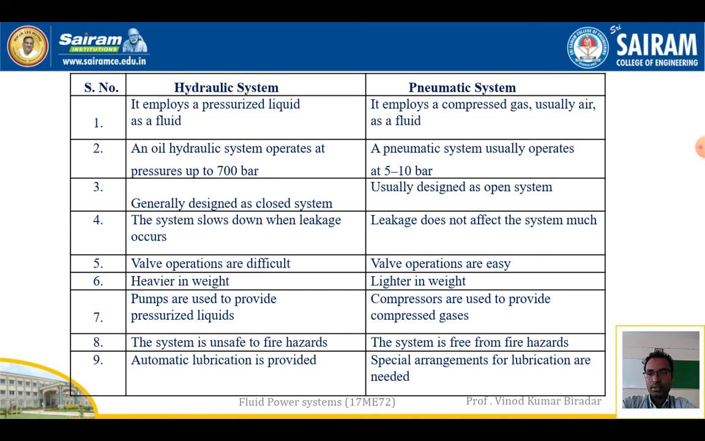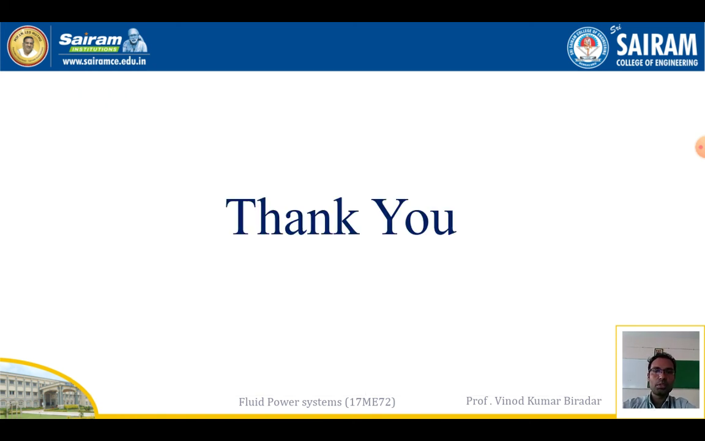And the seventh difference is that pumps are used to provide the pressurized liquid, while in pneumatic, compressors are used to provide the compressed gases. This is also one of the main differences. And the eighth one is, the hydraulic system is unsafe for fire hazard. If fire takes place, the system is unsafe, but the pneumatic system is free from hazard. Fire does not take place at any stage. And the last one is, automatic lubrication is provided in hydraulic, but in the pneumatic system special components are fixed for lubrication purposes. So these are the main 9 differences between hydraulic power system and pneumatic power system.